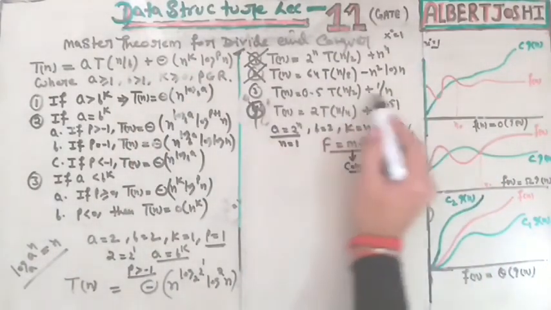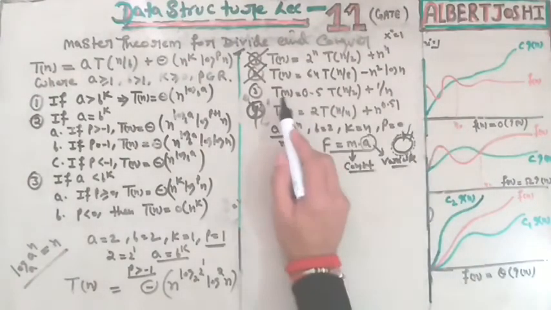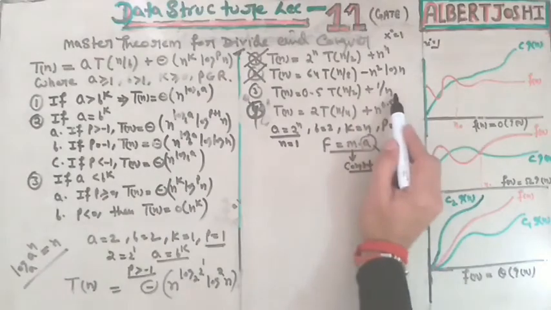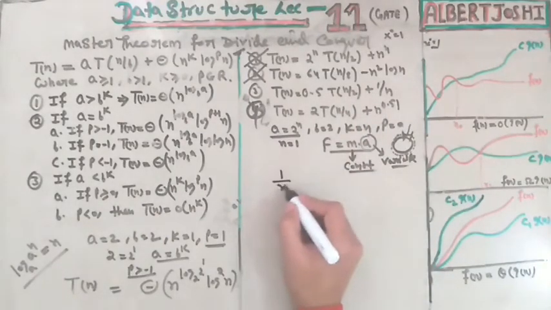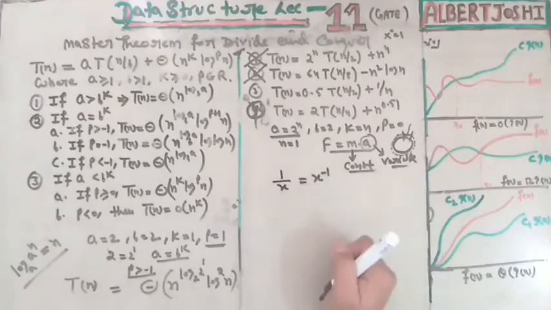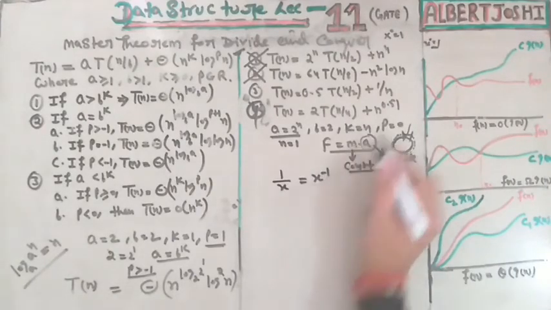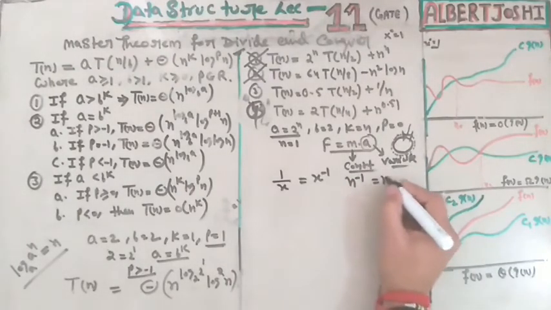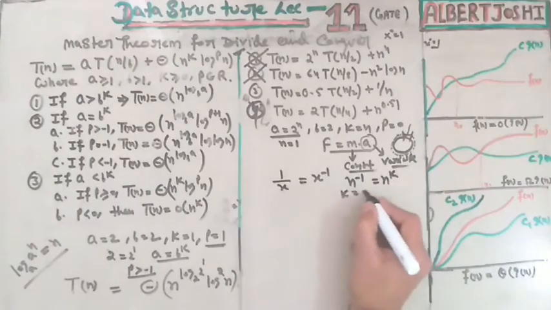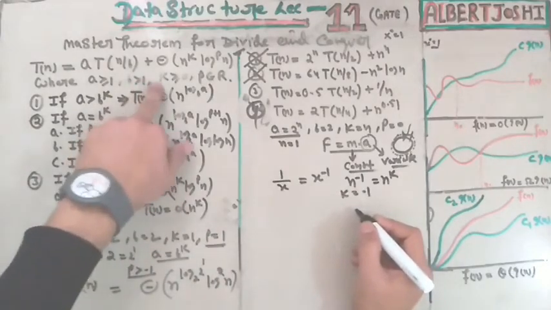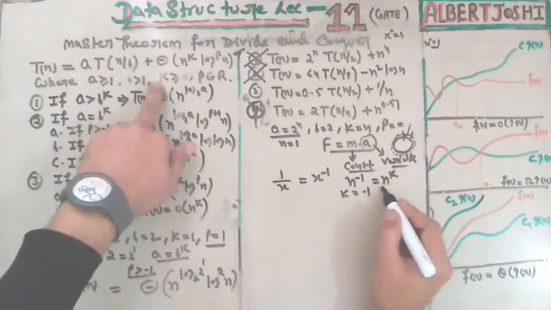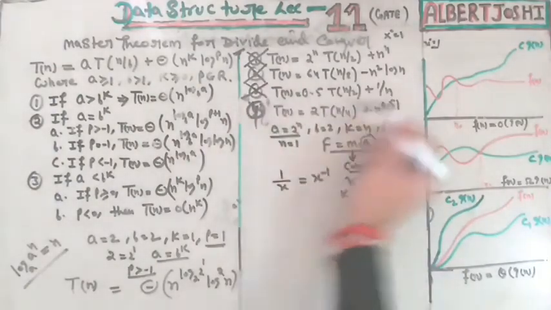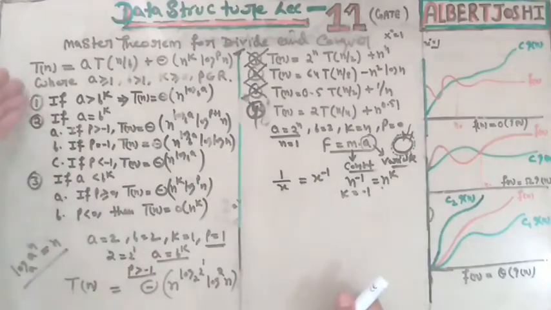Now, this is the question number 3. In question number 3, they have given us T(n) is equal to 0.5 T(n/2) plus 1 upon n. Now, what about 1 upon x? 1 upon x, you can write as x to the power minus 1. It means that n to the power k, where k is equal to minus 1. But we have written that k must be greater than or equal to 0. So this is not satisfying the master theorem. So you cannot apply it in such cases.